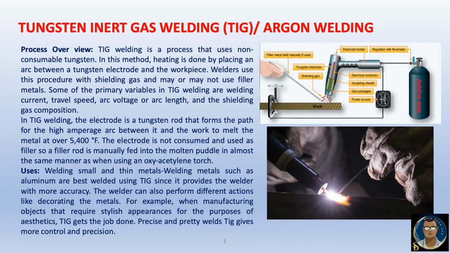This process needs a lot of welder skill, but the weld production and the finishing is excellent, and it is generally used for low thickness material. Production rate, of course, is not much higher, but the weld accuracy is very good. The welder can also perform different actions like decorating the metal. For example, when manufacturing objects that require stylish appearances for the purposes of aesthetics, TIG gets the job done. Precise and pretty welds, TIG gives more control and precision.